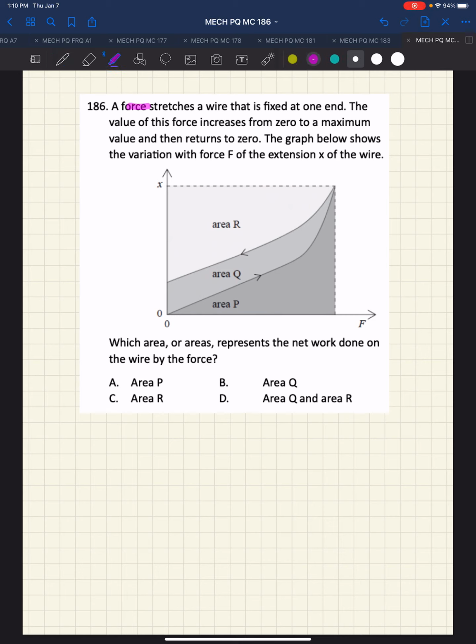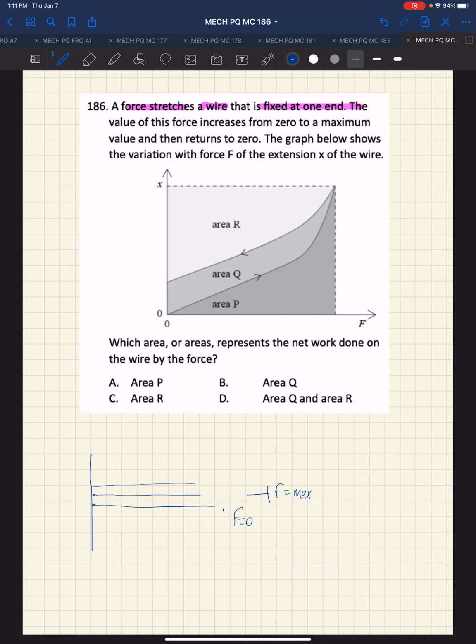We have a force stretching a wire that's fixed at one end. And so we have a wire fixed at one end, and it is stretched. The value of the force increases from 0. So we have F equals 0, and then we have F equals maximum. And then it is returned to 0 force.